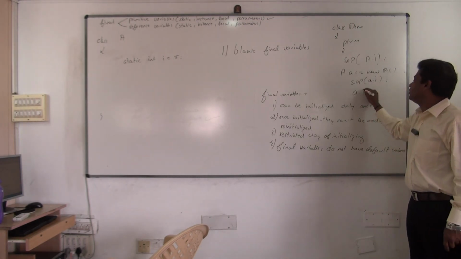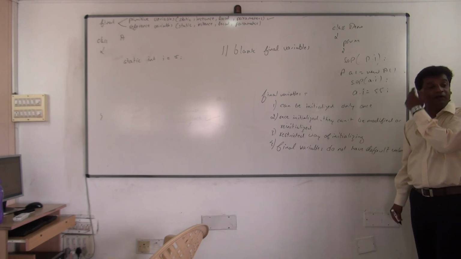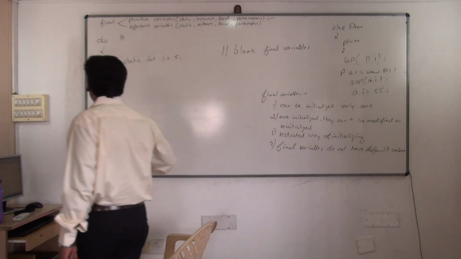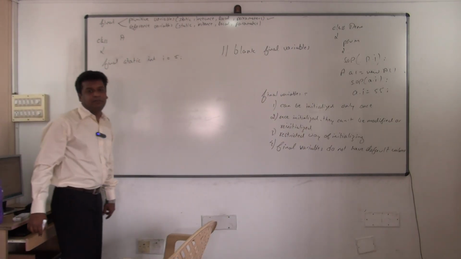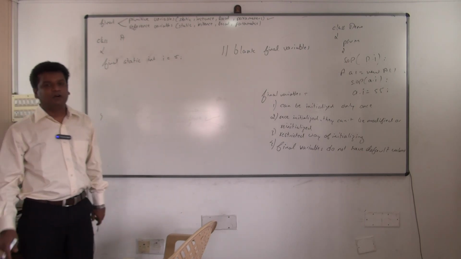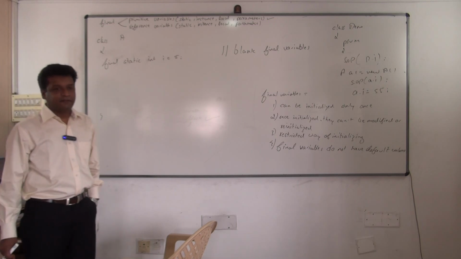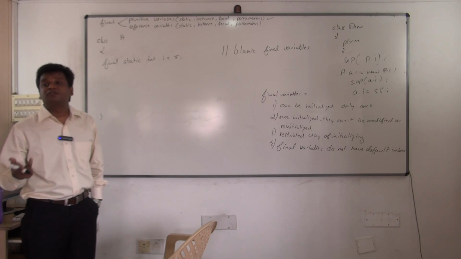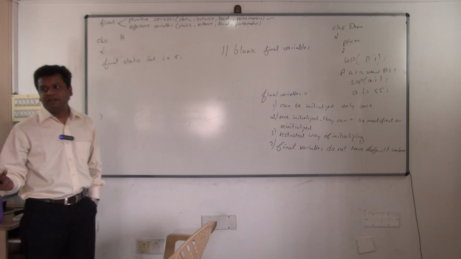But it is eligible for modification, yes or no? 5 can be modified to what? 55. I do not want this to happen. So to stop modification, what will I do? Final. That's it. Now you cannot modify. This is one way how you can use final with static. Now there will be only one copy, and you cannot modify it. So generally we say in Java, static final variables are called constants. So if you want constants, go for what? Static final variables.